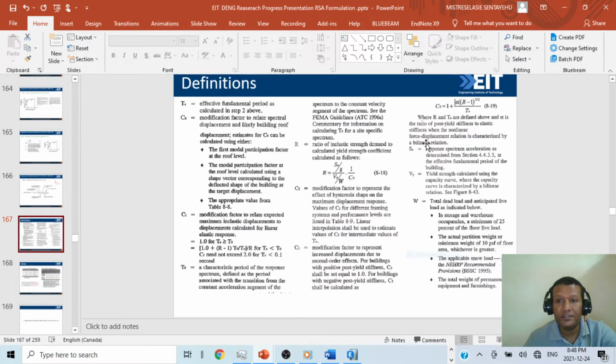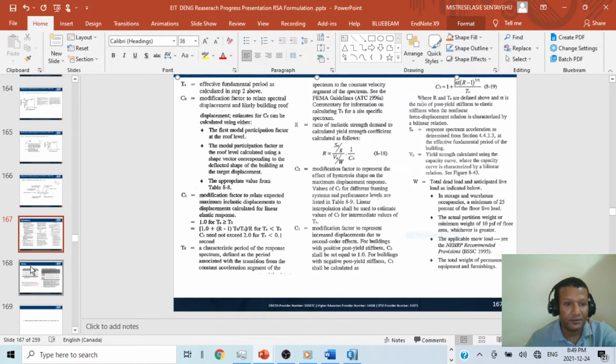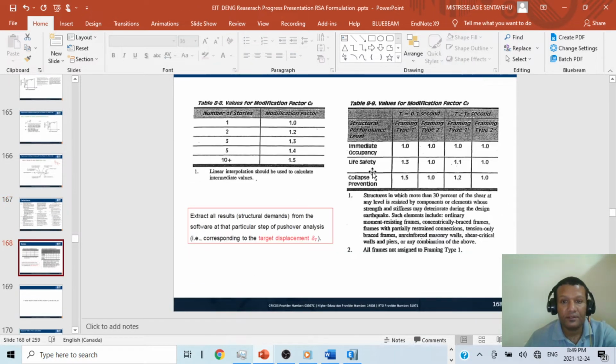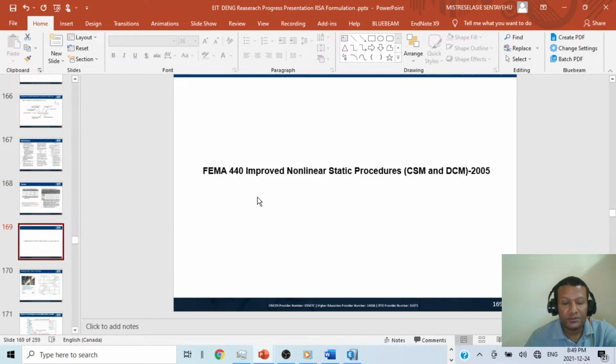If you want to read what T is, what C0, C1, T0, R, the R factor, C2, C3, Sa, W are, everything is given in the code. These are all definitions, so you can go through them. We also have C0, C2, different tables and charts, so we can find values from there. So that is in 1996.